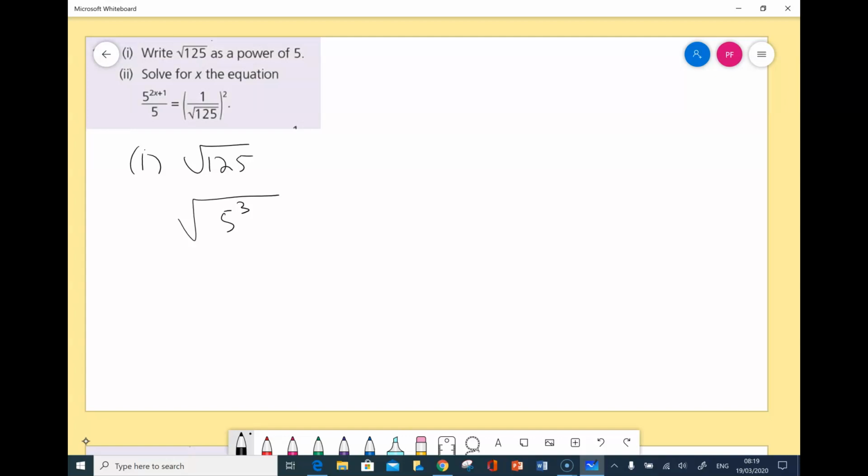Now we know from previous experience that a square root can be written as the power of a half. So that also means square root. When we have brackets and indices, we multiply. So it's 5 to the power of 3 over 2.